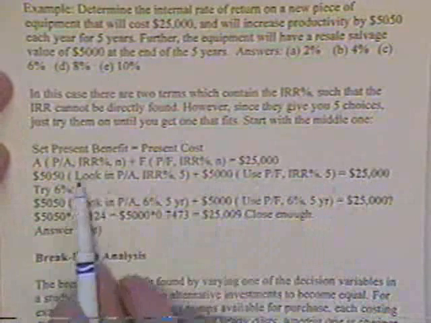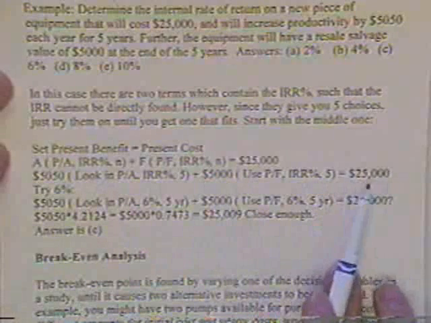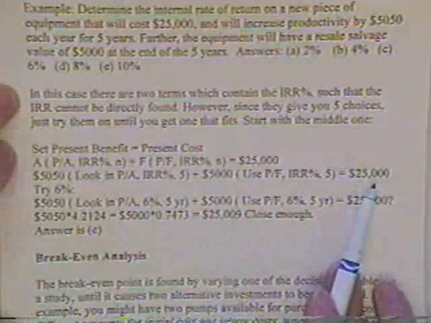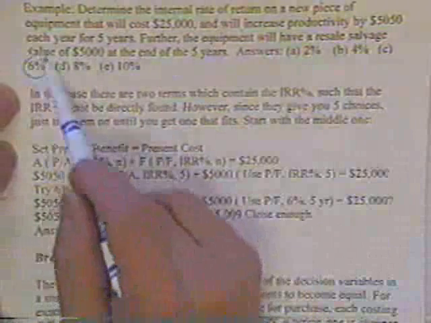I'm setting benefits, the string of cash flows plus the salvage value, equal to cost. They want $25,000 for the machine. I try 6%. Why do I try 6%? Because it's in the middle.